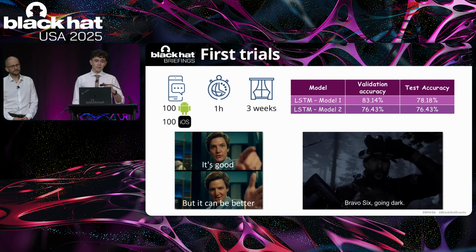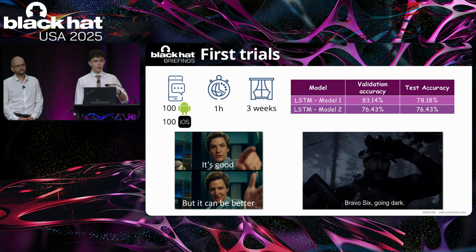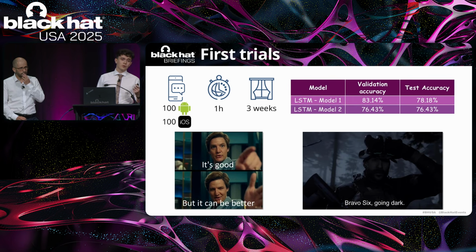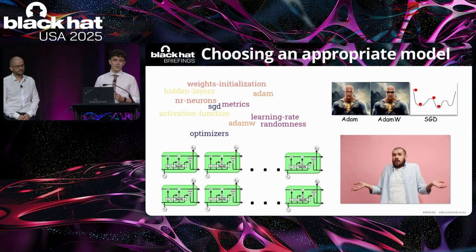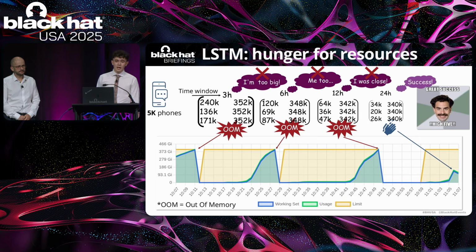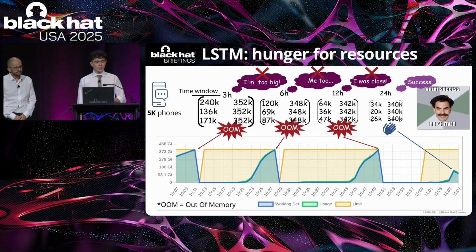We managed to reach 78% accuracy for a selection of 100 devices from each OS. So we thought that we can do better than this. But choosing the best architecture of LSTM may be hard. There are lots of factors. Optimizers, the learning rate, the random weight initialization, the number of cells, the combination of layers. The list goes on and on. We ended up consuming a lot of time not only in finding the optimal model, but also a model that could fit into our available memory, which was not small, but 400 gigabytes of RAM.